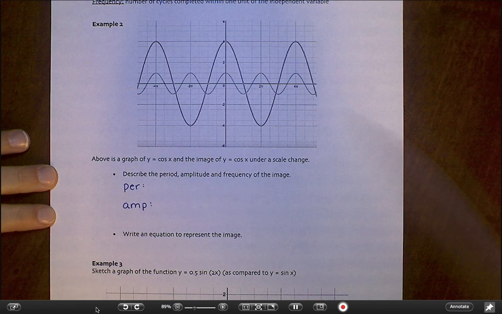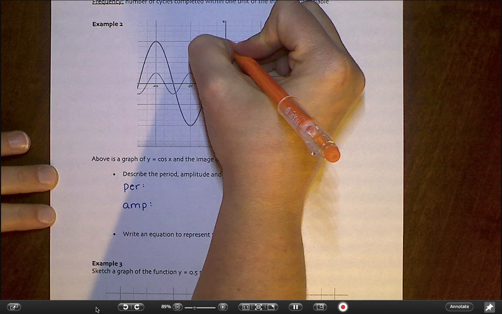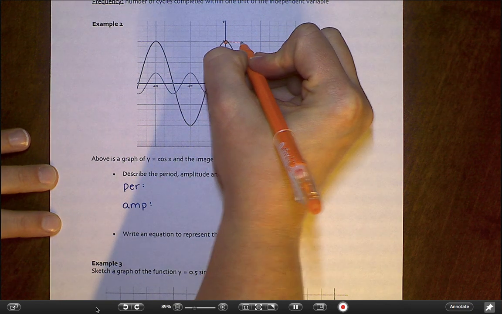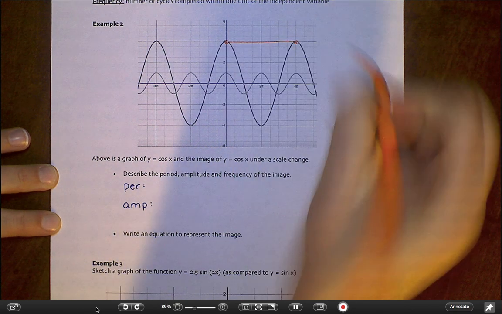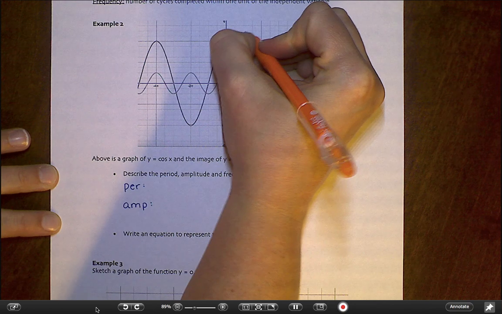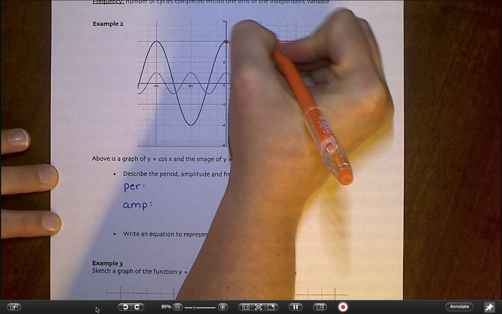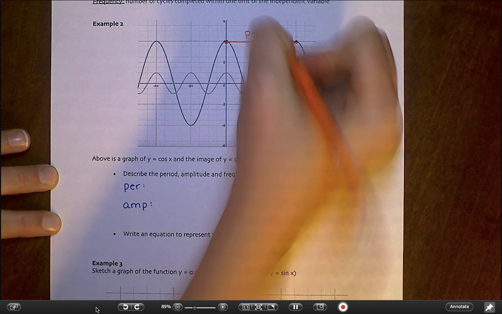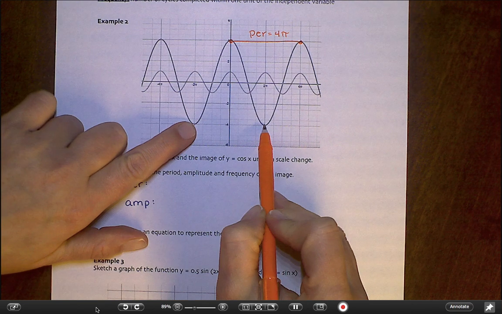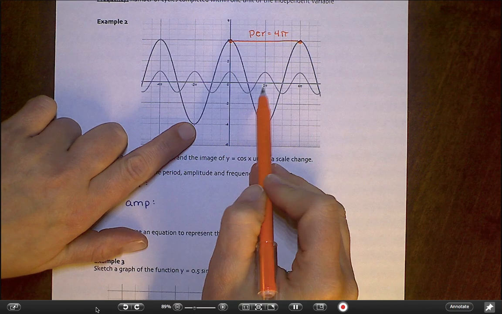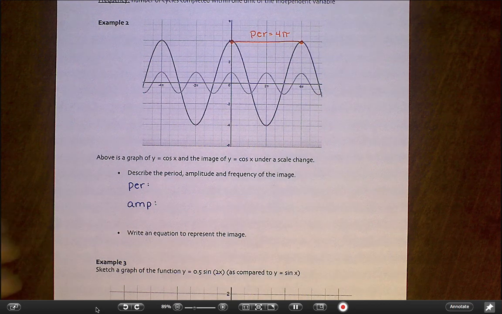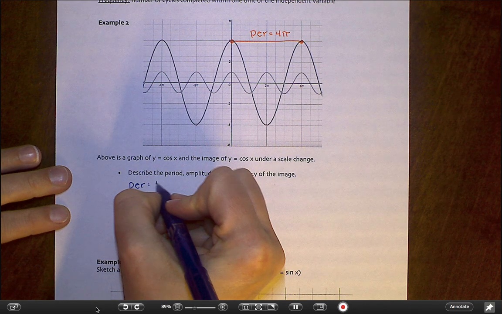I'm going to look at this from the top of this bump to the top of this bump. That's one full cycle, and that is a horizontal distance from 0 to 4 pi. So based on that, I'm going to say that the period is 4 pi. I could also go from the bottom of this bump to the bottom of this bump, and that would be -2 to 2, which is still a distance of 4 pi. Okay, so the period of my graph is 4 pi.